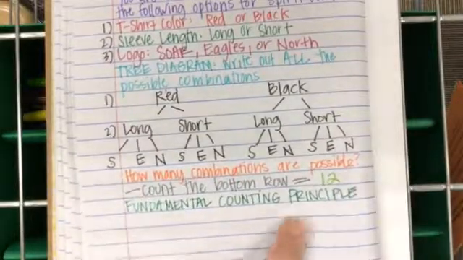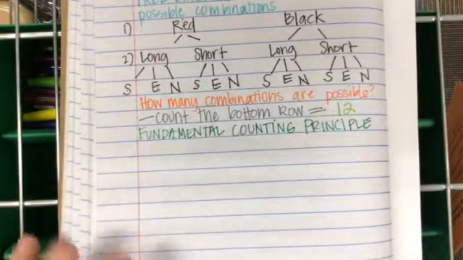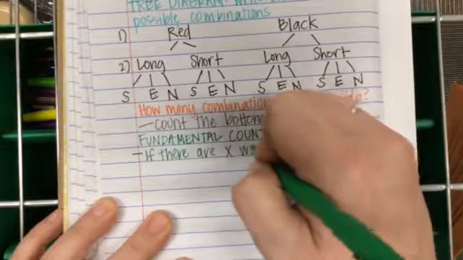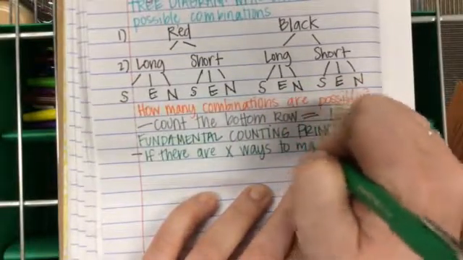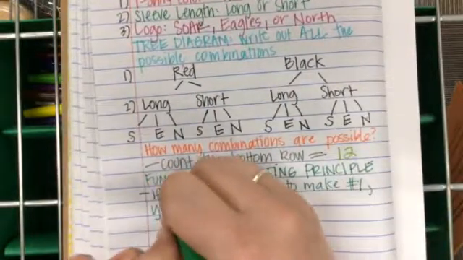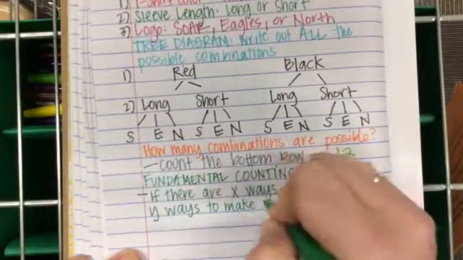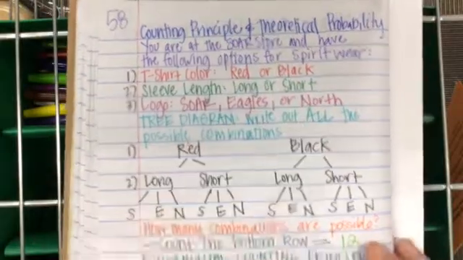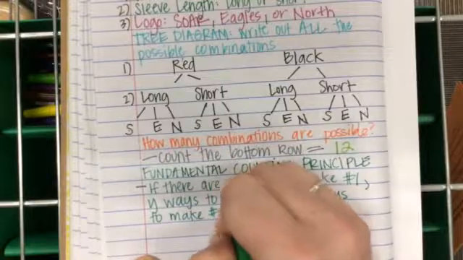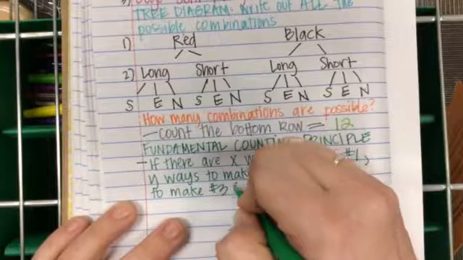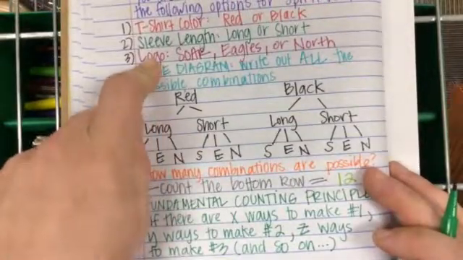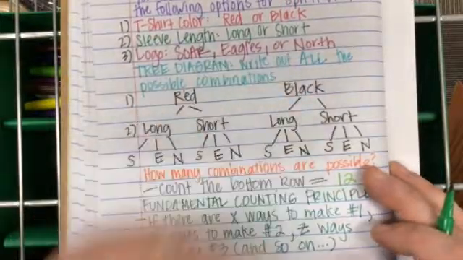And again, it's PLE because it's an idea, not PAL, it's not a person. And the fundamental counting principle says this: if there are X ways to make number 1, so number 1, there were 2 ways. Y ways to make choice 2, and our choice 2 was 2. Z ways to make number 3, and we had 3 ways, and so on. What if there was a 4th choice, and the 4th choice was cotton or polyester? We'd add 2 more choices.